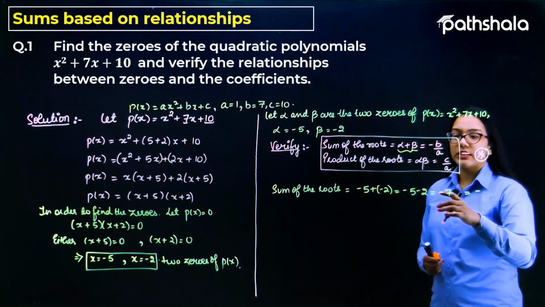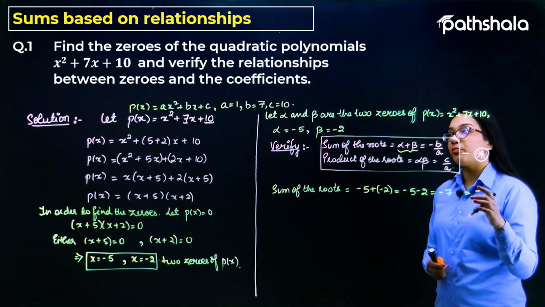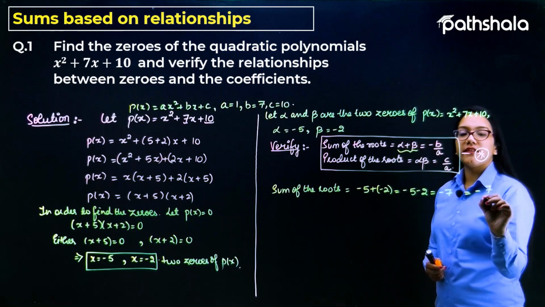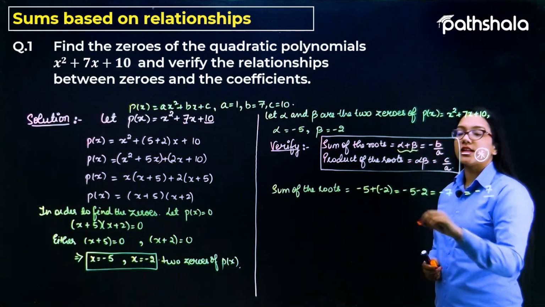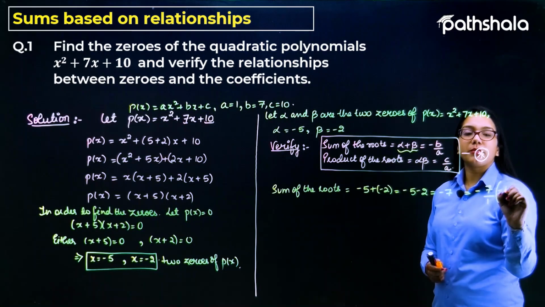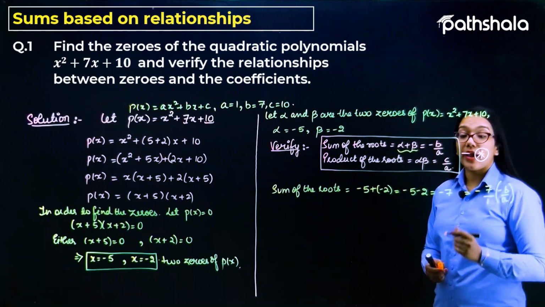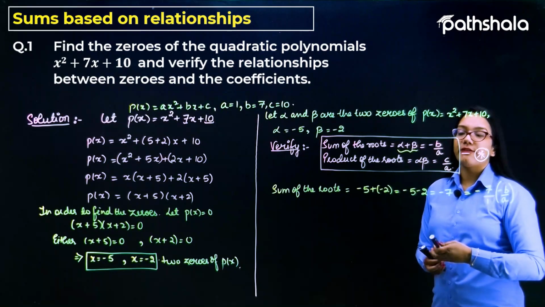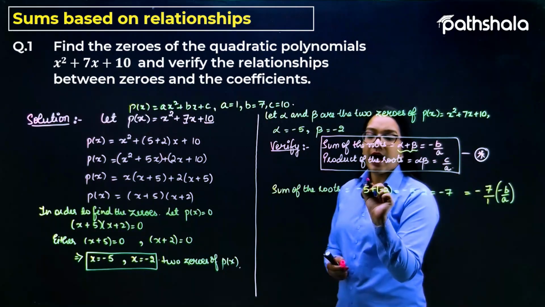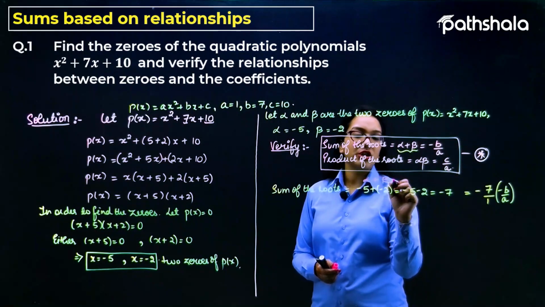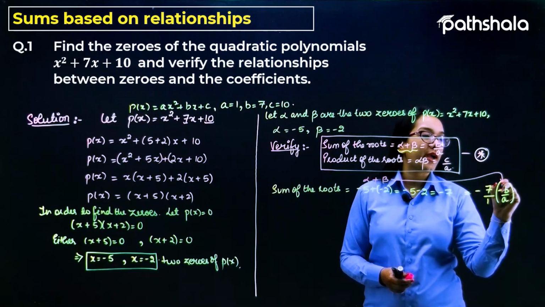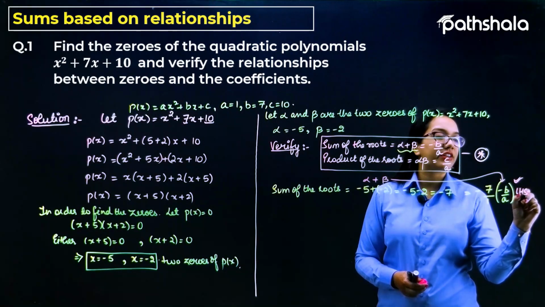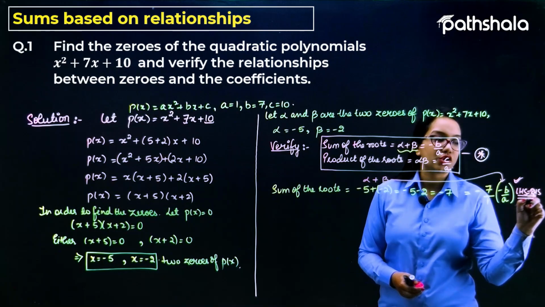So we can write this minus 7 as minus b. b is nothing but 7 divided by a. What is the value of a? a is nothing but 1. So this is nothing but minus b by a. So hence what we are getting at the end? We are definitely getting that alpha plus beta at the end is equal to minus b by a. So hence verified that LHS is definitely equal to the RHS.